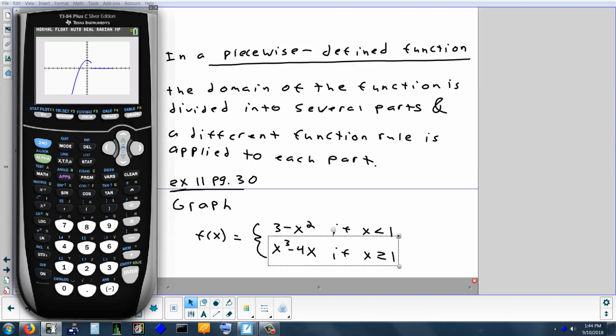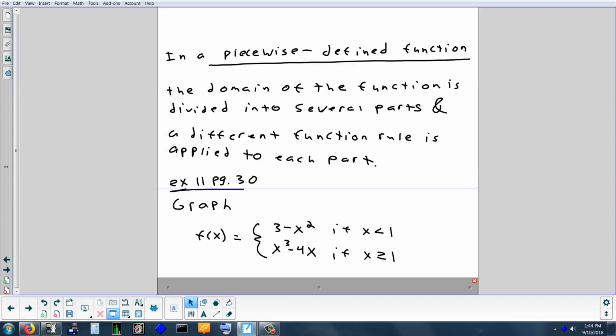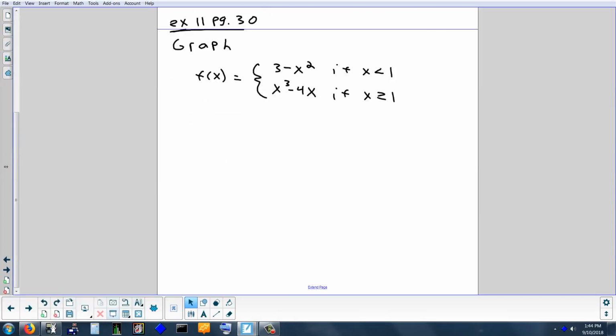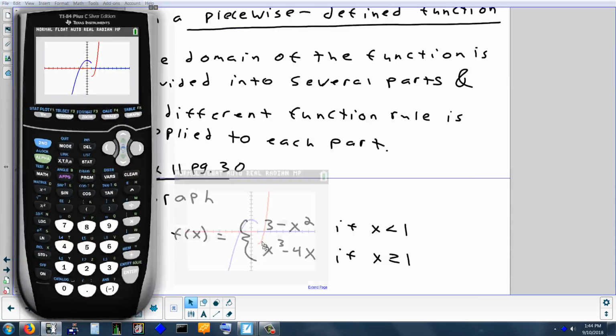Okay, so there's my first graph, but notice all of a sudden it just stopped at 1. That's because the first graph only goes up to 1. And the second graph picks up at 1. Okay, the way that this should really look is, let me show you.